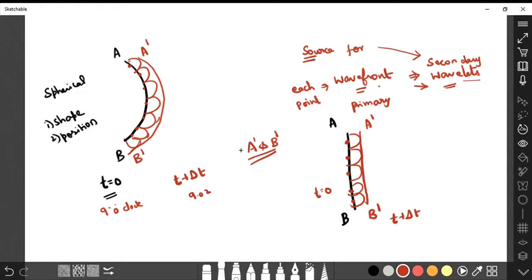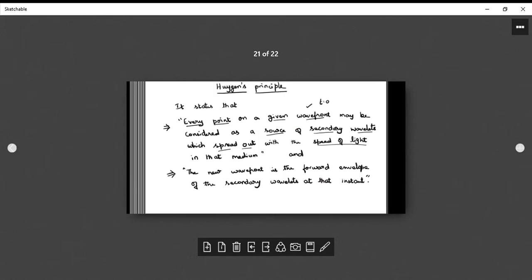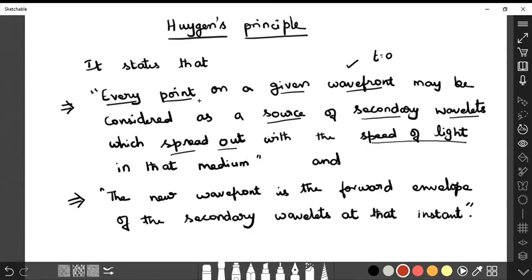Now we can read the definition so that you can understand clearly. Every point on a given wavefront may be considered as the source of secondary wavelets, which spread out with the speed of light in that medium. And the new wavefront is the forward envelope of the secondary wavelets at that instant. It moves only in the forward direction. Whichever instant you are measuring, accordingly the new wavefront will be formed.